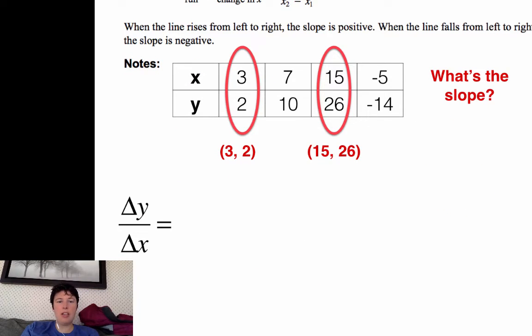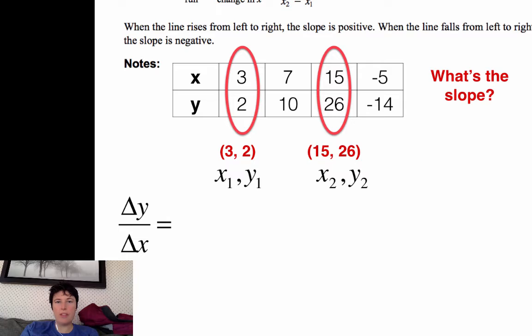The change in the y's and the change in the x's. Well, look at the points. They're just x, y points. 3, 2, that's an x and a y. 15 and 26, that's an x and a y. So if I need the change in the y's, well, think of it like this.